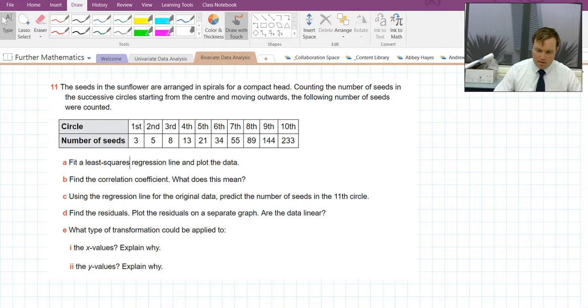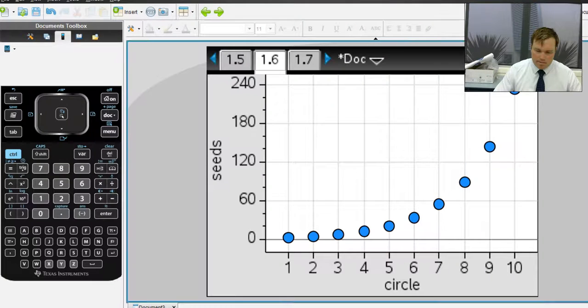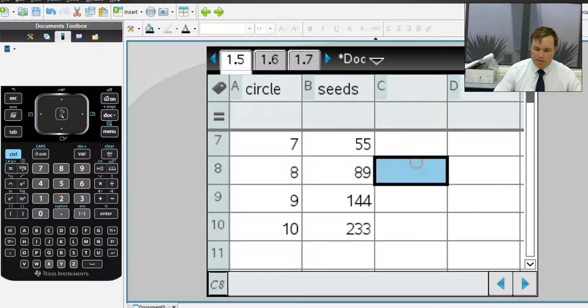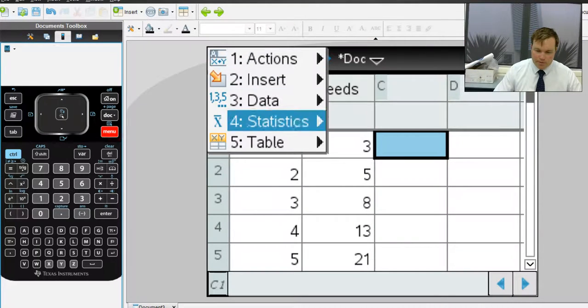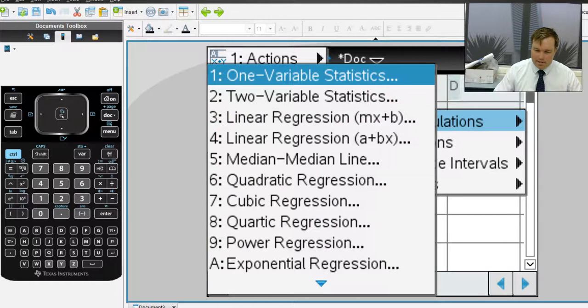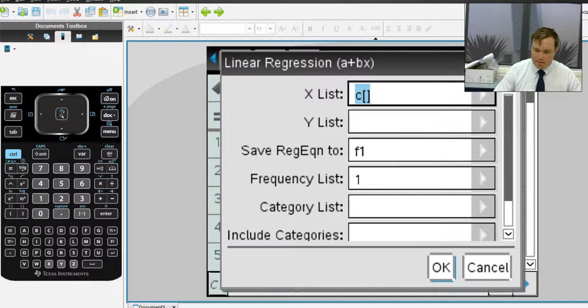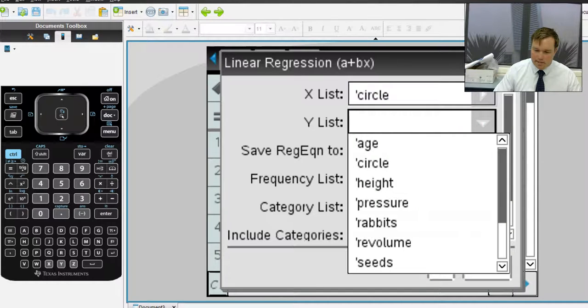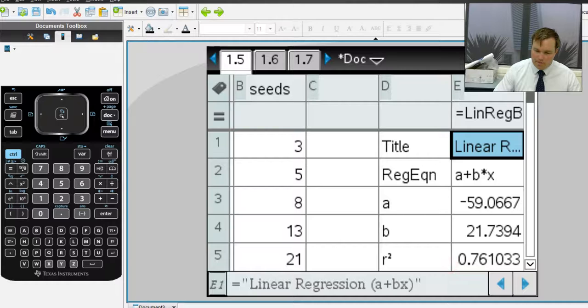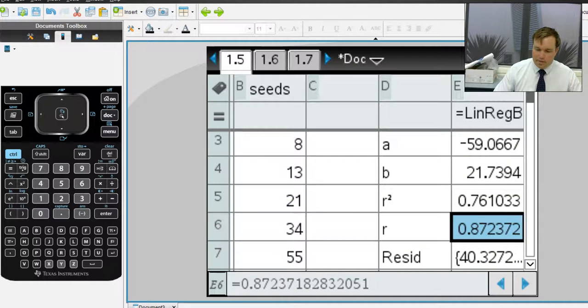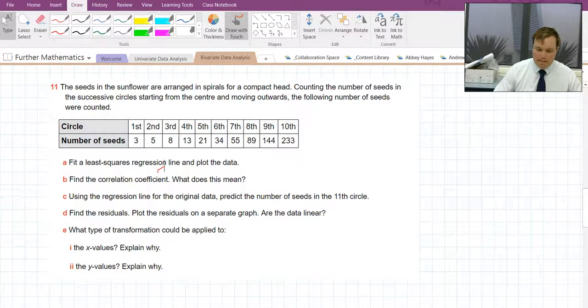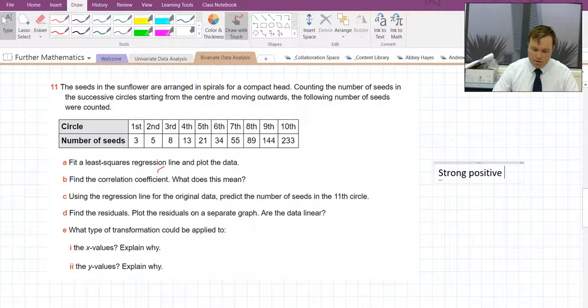That's fine. And find the correlation coefficient. So remember, correlation coefficient is R. And to do this, we go back to the original data, go menu, statistics, stat calculations, linear regression, and then we want our X list to be number of circles, our Y list to be the number of seeds, and then we click OK. And our R value is 0.87. So 0.87, what does this mean? It means there is a strong positive correlation.